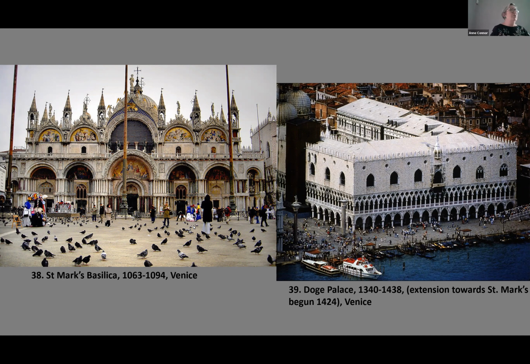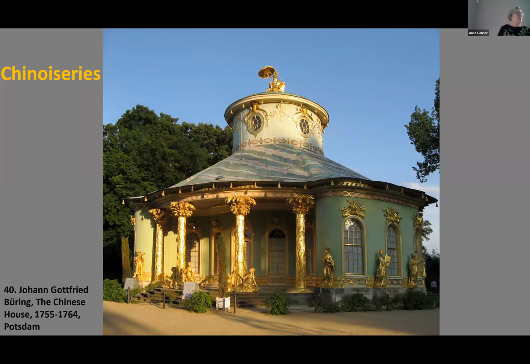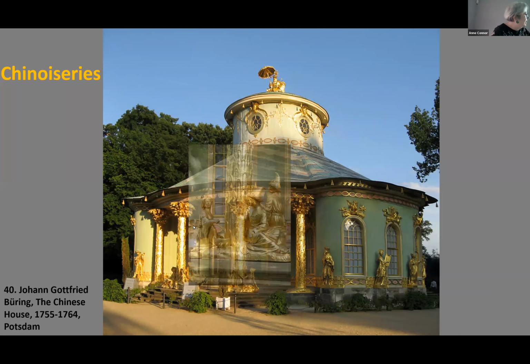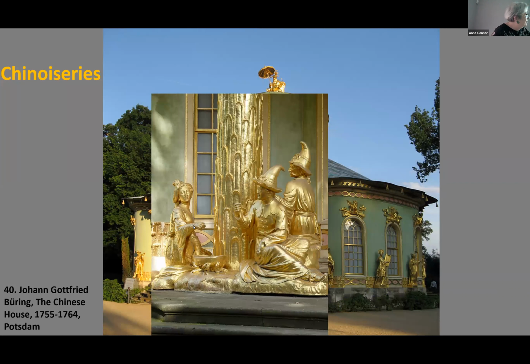Much later on, during the 18th century, every large palace needed a Chinese pavilion. This was part of the chinoiserie. Here we have in Potsdam the Chinese house. It's absolutely extraordinary, all decorated with golden Chinese looking figures. And of course, inside you have beautiful porcelain. But this was the idea of the Orient seen by the Western people.